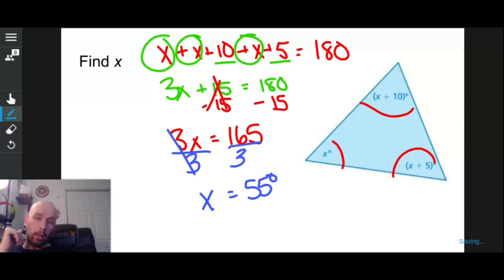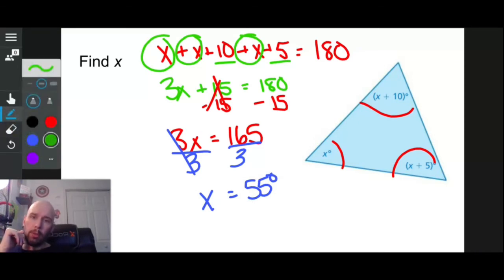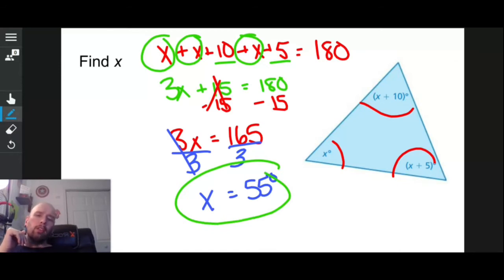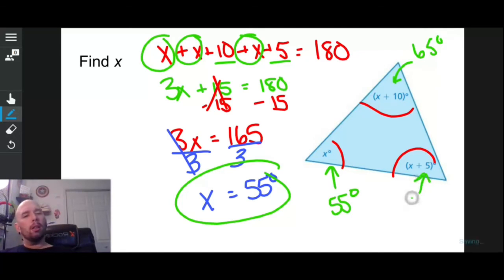How can I check my work, you ask? I'll help you. If x is 55, and I could be asked the question, find x and then find all of the angle measures. And if that's the case, this guy would be 55 because it's just regular x. This guy would be 65. Why? Because 55 plus 10 is 65. And this guy would be 60 because 55 plus 5 is 60. 55 plus 60 plus 65 is 180. I did it right.